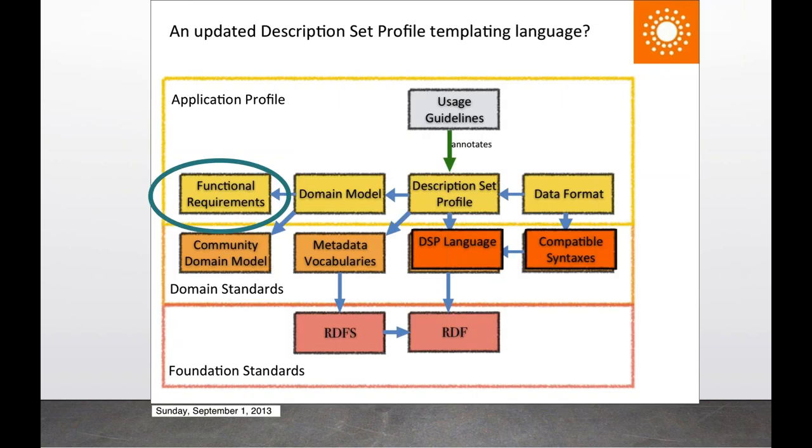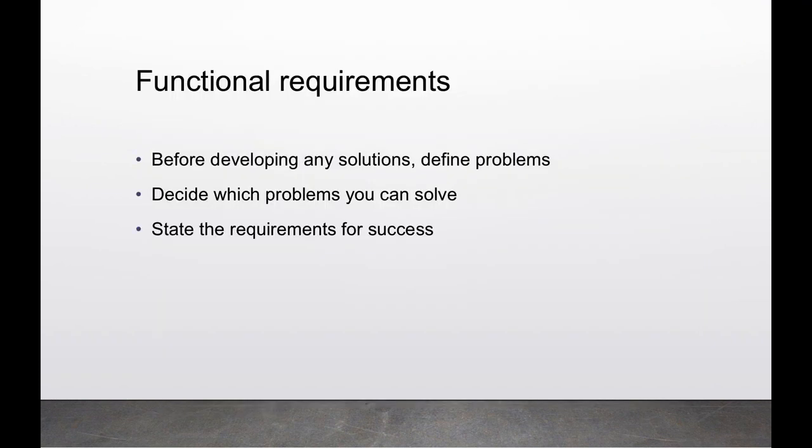Something that we often don't get to, even though it should be one of the first steps, is the creation of functional requirements. And functional requirements are that before you start developing any solutions, you need to define your problems. You need to decide which of those problems you can solve. And the other thing, which again is often forgotten, is that you need to say how you're going to know that you've been successful. What does success look like in your environment?